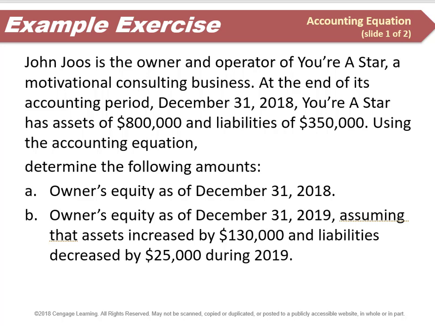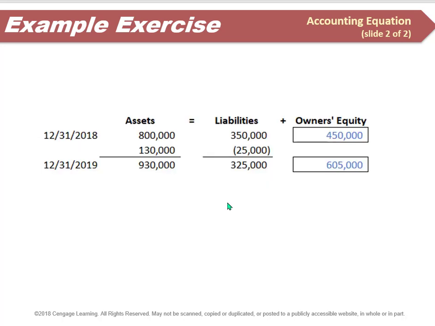Now there's a way I'd want you to do this. I like this better than the way they do it in the book. My first thing that I know is that my assets are $800,000, liabilities were $350, so owner's equity would equal 800 minus the 350, or 450. Again, assets increase by 130 and liabilities decrease by 25. So we'll get new balances now. Liabilities plus equity has to equal 930. So owner's equity would have been 605 at 12/31/09.